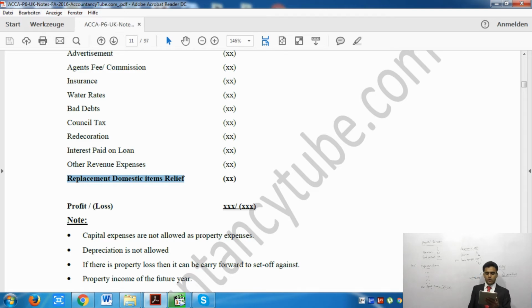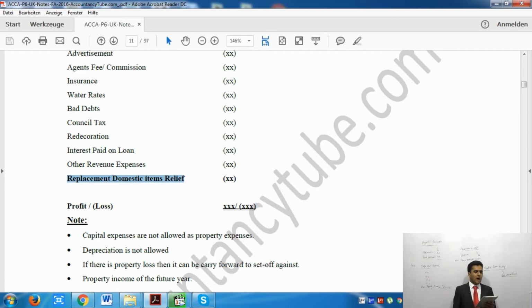All right. So most likely the examiner might ask you to do that as well. So please make sure you know the rule that the item must be of the same category. Now, what are the domestic items? Domestic items do not include a fixed item which is part of the building. Say for example, we cannot claim a replacement of domestic items relief on items which are part of the building, like the boiler I said.